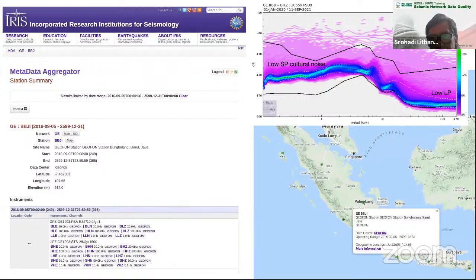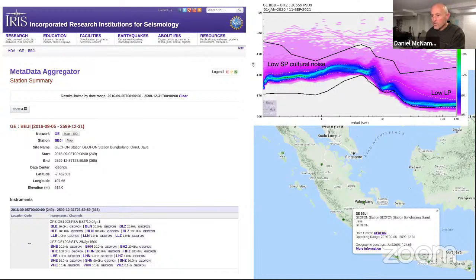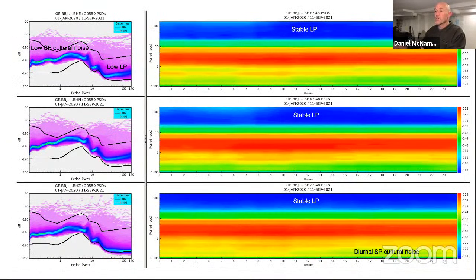Just looking for any indication on the IRIS webpage, if it was a borehole or if it's deep. It doesn't really say. But this is good. It looks very good at long periods. The station is in Pumpulang, Western Java, Mr.